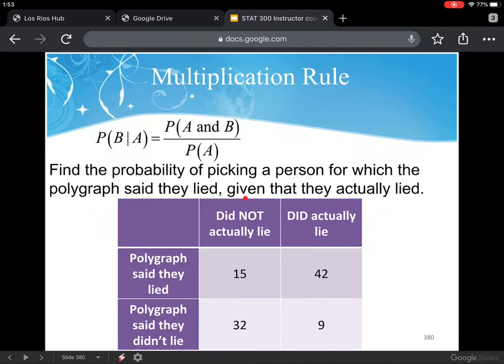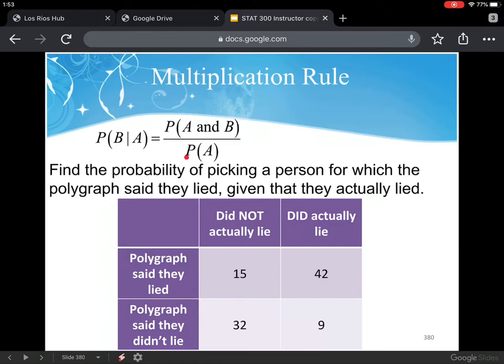So let me go through the vocab words again. The word or, if that shows up, is associated with the addition rule, right? The word and is associated with the multiplication rule. The at least one you should associate with the complement rule. And the word given, in this statement, you should associate with the conditional probability formula. Okay? There's quite a bit now, 4 things that we need to keep in mind when we're reading these probability exercises.